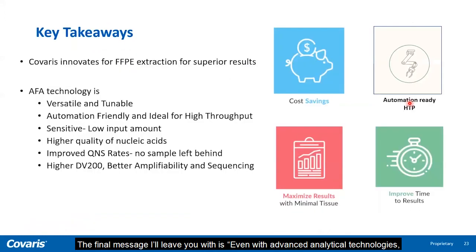The final message I would like to leave you with is, even with advanced analytical technologies, low-quality biomolecules will result in low-quality data. Clinical customers need automatable, scalable, robust, simplified, and cost-effective solutions. Covaris FFPE workflow offers high-quality RNA and DNA and can be easily integrated into high-throughput automated platforms in clinical labs. You are going to end up getting higher DV200 scores, improved QNS rates, and that will ensure all your clinical critical samples enter the downstream processing workflows, including sequencing.